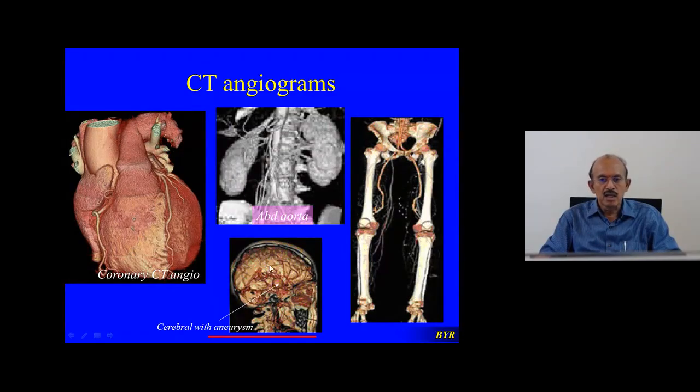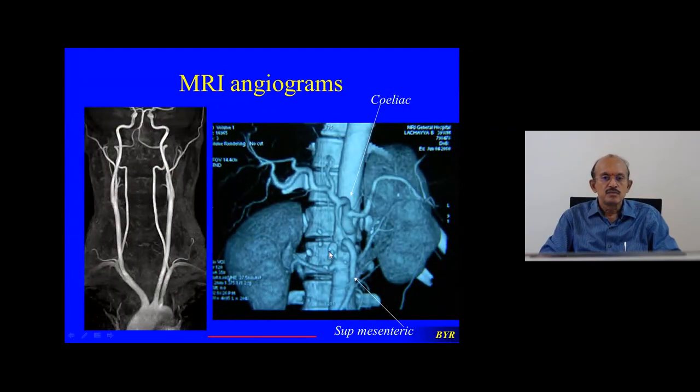This is the cerebral angiogram. So you can only keep the blood vessels image and remove all the other images. That's called subtraction angiogram. These are all the examples of MR angiograms.